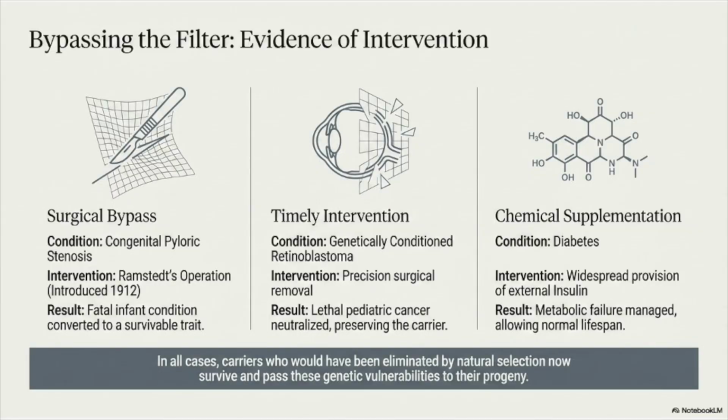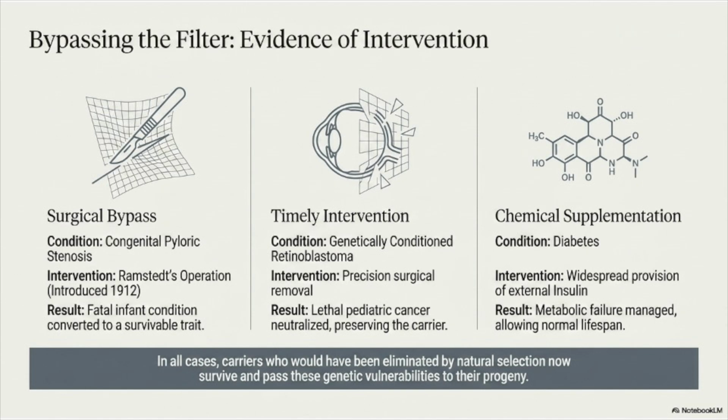We can see clear evidence of this intervention bypassing the natural filter. Consider congenital pyloric stenosis, a fatal infant condition. Through Ramsted's operation, introduced in 1912, this condition was converted into a survivable trait through surgical bypass. Consider also genetically conditioned retinoblastoma, a lethal pediatric cancer. Through precision surgical removal, timely intervention neutralizes the cancer while preserving the carrier.